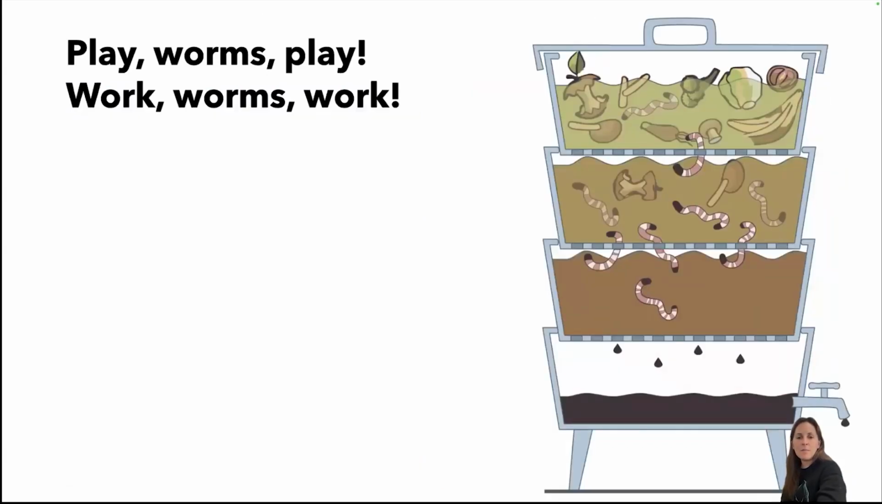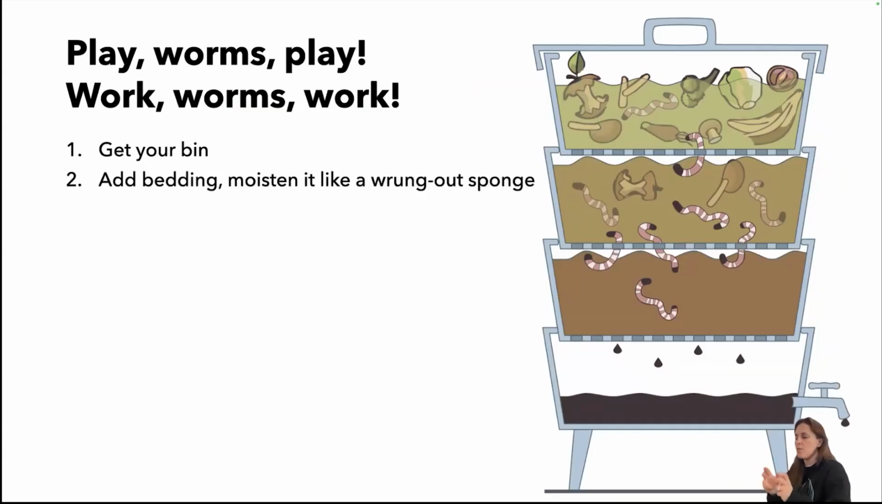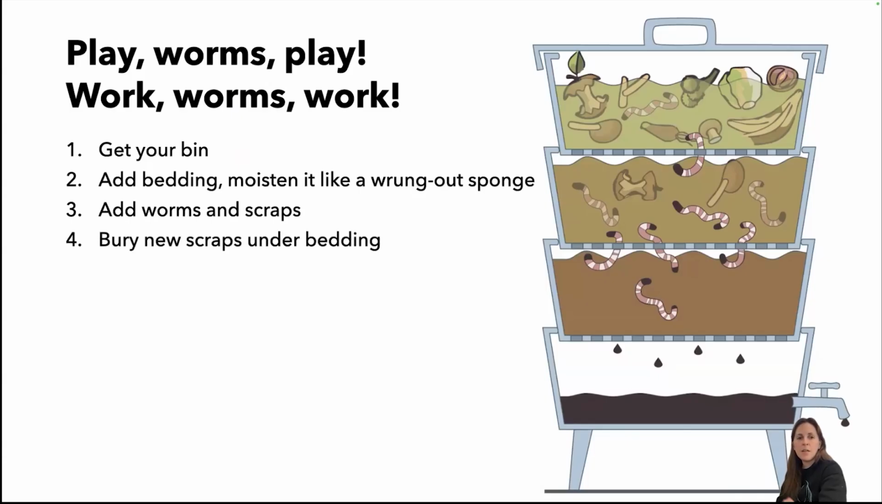All right. So, in getting this set up, first step is to get your bin, no matter what you decide to do. You can buy it commercially. That's the easiest. You can build it yourself. And then you add your bedding, moisten it like a wrung out sponge. Add your worms and your scraps, and then bury new scraps under the bedding. And that has a lot to do with the fact that you just don't want to introduce any food smells. And so if it stays underneath the bedding, those smells are all but eliminated. And then empty the tea. That is a liquid fertilizer when diluted, or you can just dump it into your septic system or outside on your plants if it's summertime.